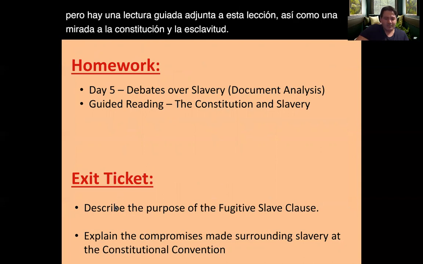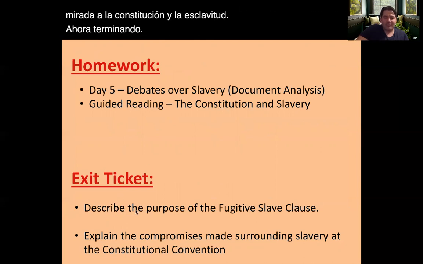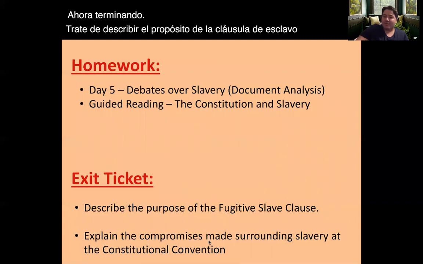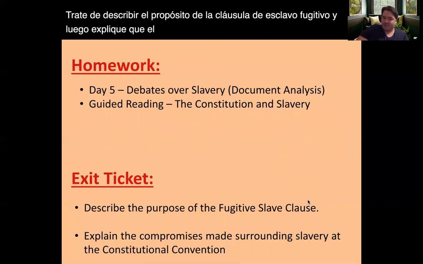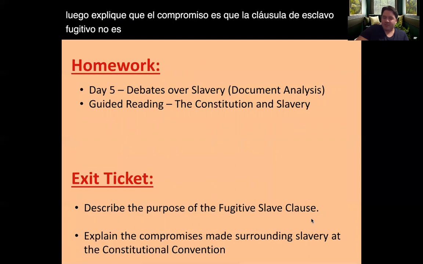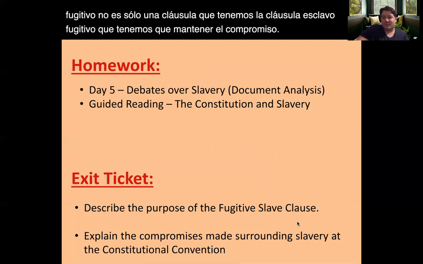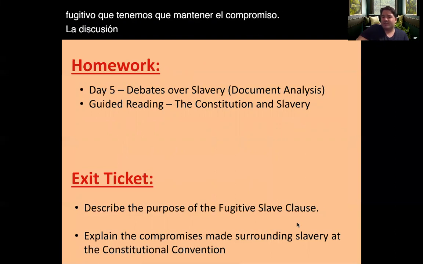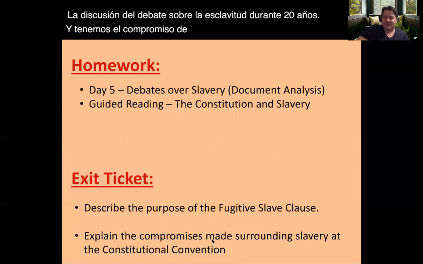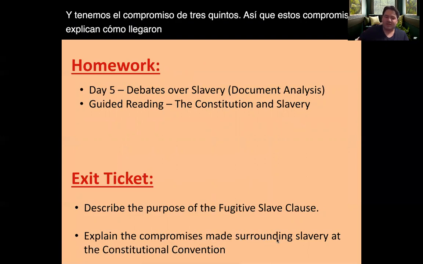Now, wrapping up, try to describe the purpose of the Fugitive Slave Clause, and then explain the compromises. The Fugitive Slave Clause is not just one. We have the Fugitive Slave Clause, we have the compromise to hold the discussion of the debate over slavery for 20 years, and we have the Three-Fifths Compromise. So these compromises explain how they were made surrounding slavery and the Constitution.